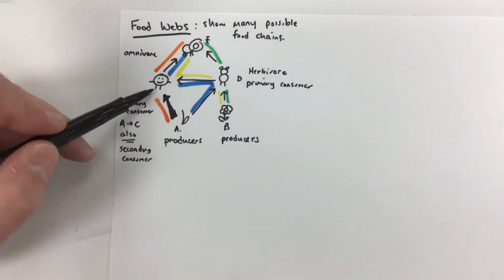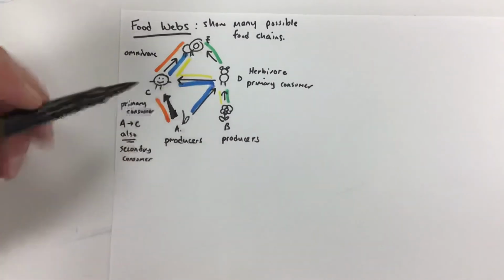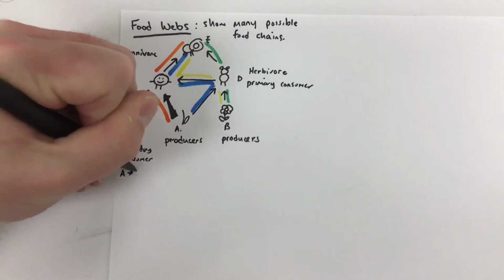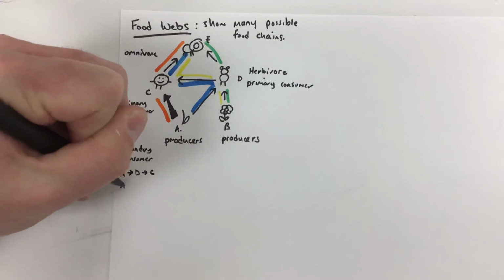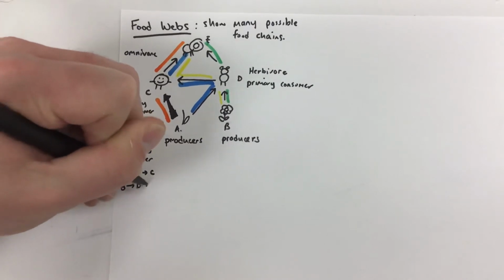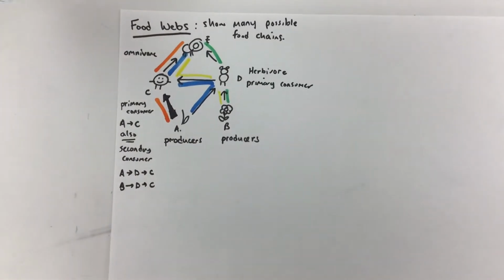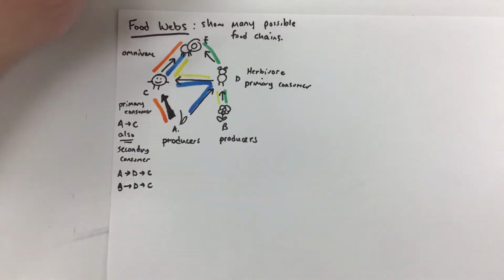So if we go A to C, he's a primary consumer. But if we go A to D to C, or if we go B to D to C, he is a secondary consumer. So he can be both. Okay? And then how about organism CE? He's a secondary and a tertiary.